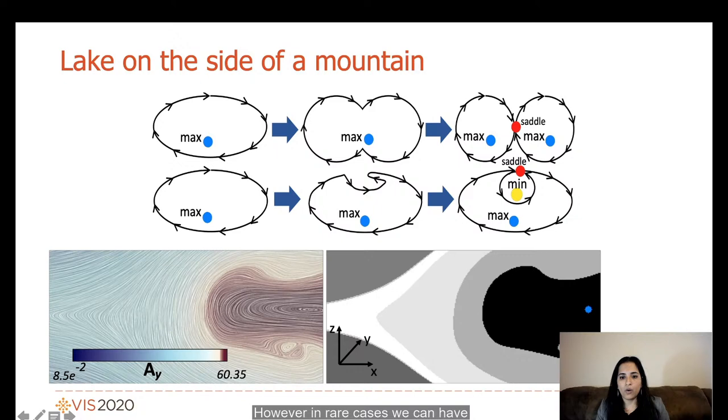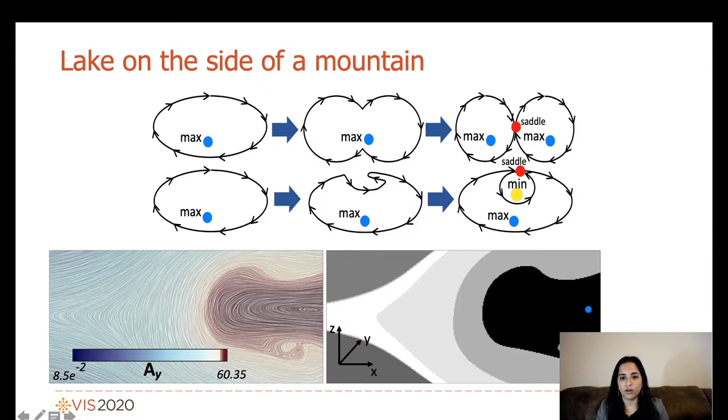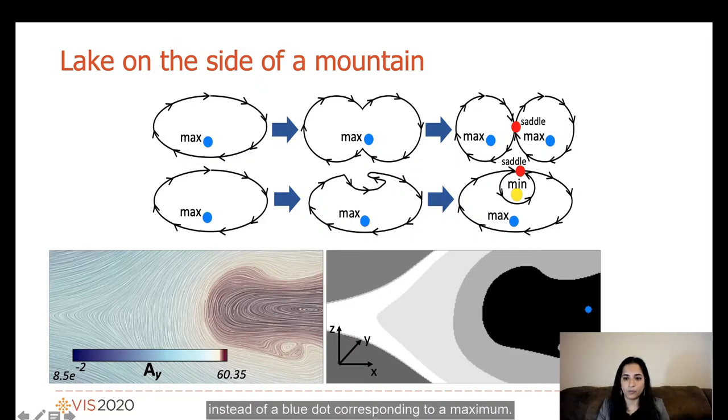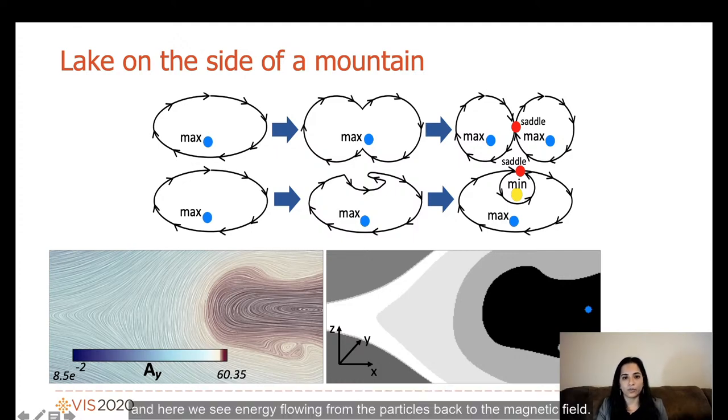However, in rare cases, we can have the plasma particles push in on the magnetic field, causing a dip to occur, as shown in the bottom illustration, that results in the generation of a new island which has a reverse magnetic field orientation. This is a phenomenon that's not generally seen and in fact has not previously been recorded for plasma for dynamic simulations such as these. This is seen in our data in the figure on the bottom there, where we see a minima in the region instead of a blue dot corresponding to a maximum. This also corresponds to an inverse in the flow of energy, because generally the energy flows from the magnetic field to the plasma particles, and here we see energy flowing from the particles back to the magnetic field.